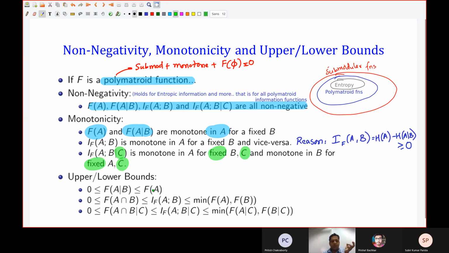And then you have upper and lower bounds. F of A is greater than or equal to F of A given B. We have seen that this holds because of the submodularity of F. Now the mutual information between A and B is greater than or equal to the submodular function on the intersection. We have been trying to intuitively relate mutual information to the intersection, but it turns out it is slightly different from the submodular function itself on the intersection. This would be equality if we were dealing with modular functions. In fact, both would be equalities.